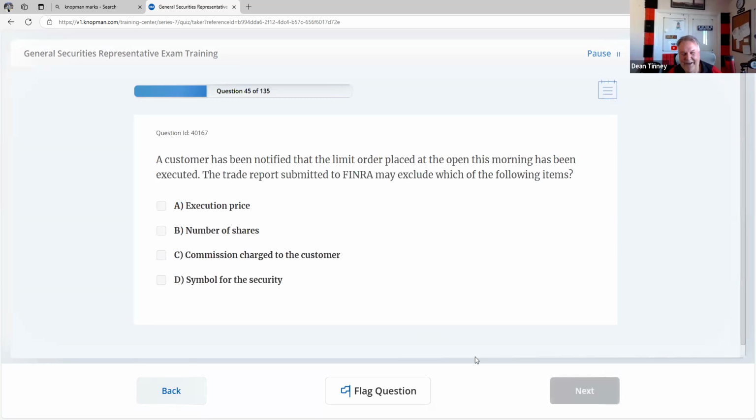A customer has been notified that the limit order placed at the open this morning has been executed. The trade report submitted to FINRA may exclude the following items.